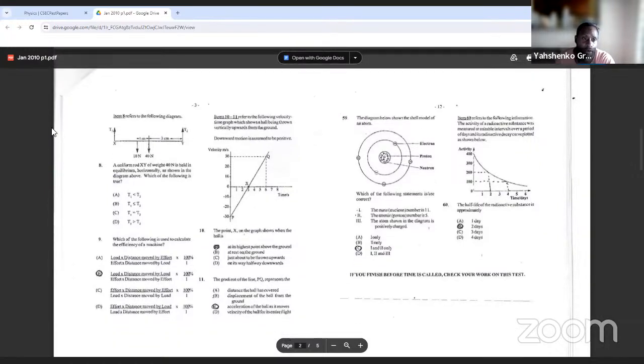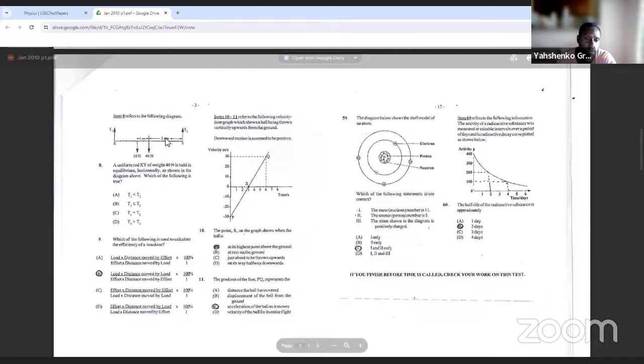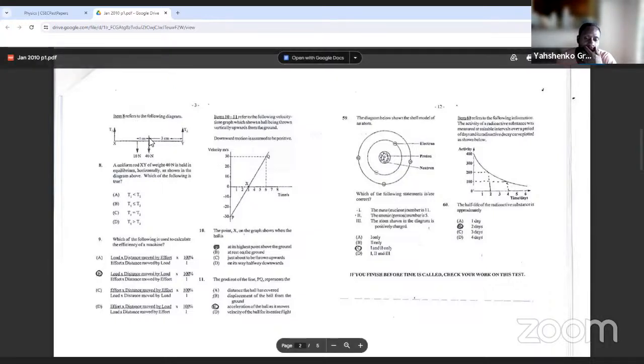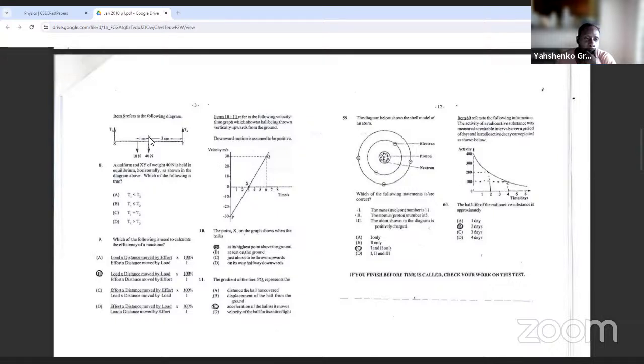All right, so we're at number 8. It says in figure 8, it refers to the following diagram that we're seeing right here. And this, of course, is a diagram of momentous proportions. I'm sorry, it is about moments. It's about turning effects of forces, right? And here we go now.